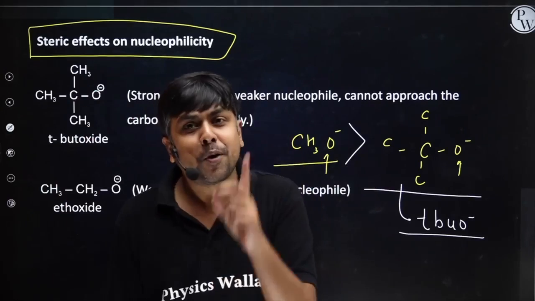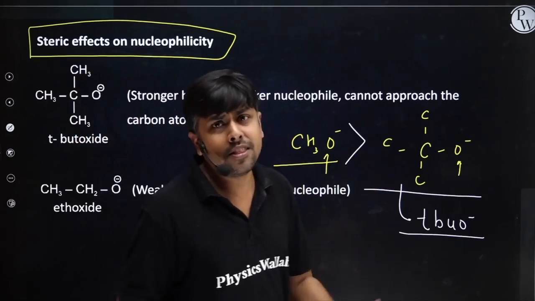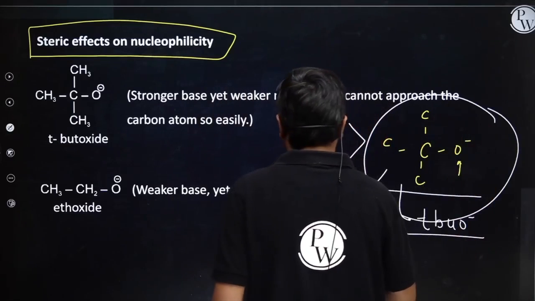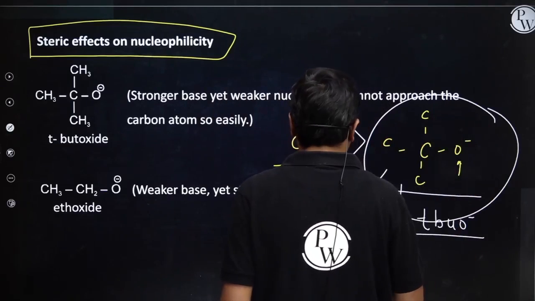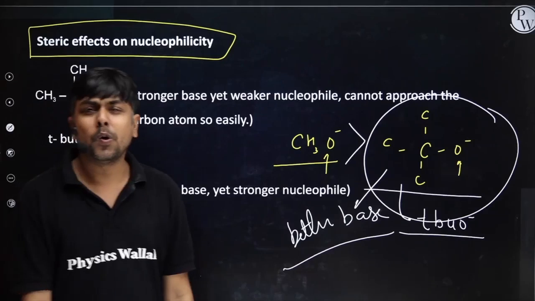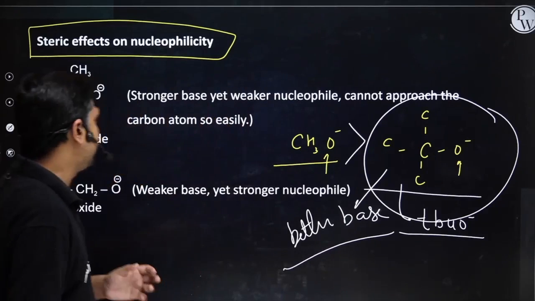Now if I talk about basic strength, which one is a better base? Basic strength simply depends on charge density. This tert-butoxide ion is a better base. Am I clear, students? I hope this particular factor is also crystal clear. Let's move ahead.